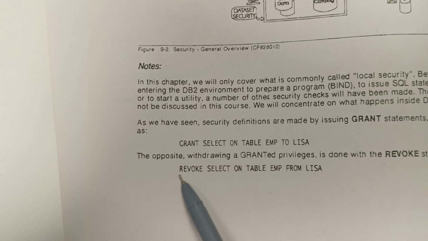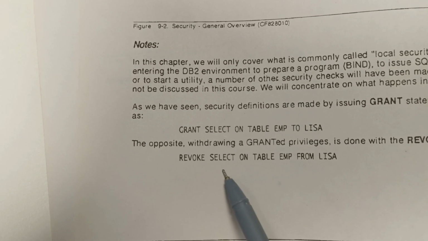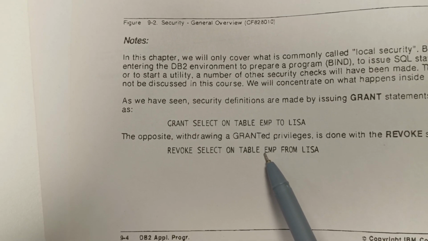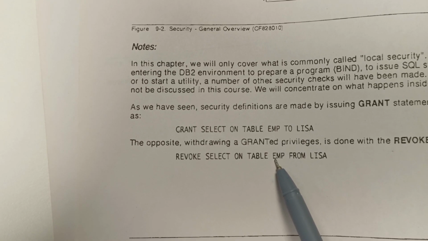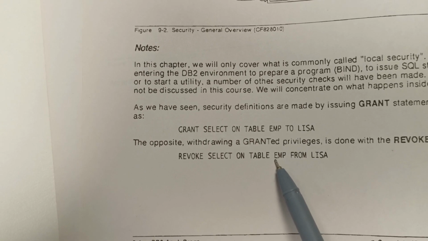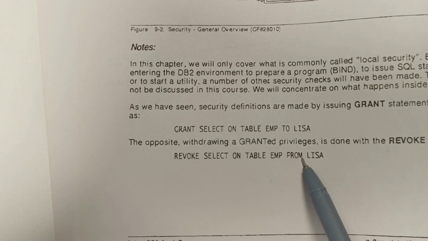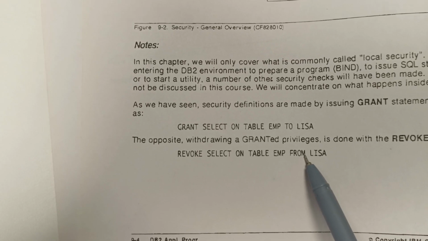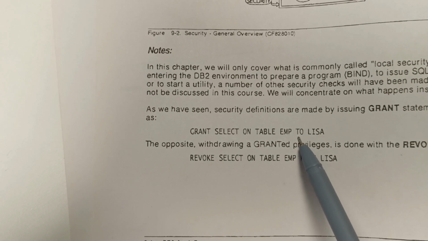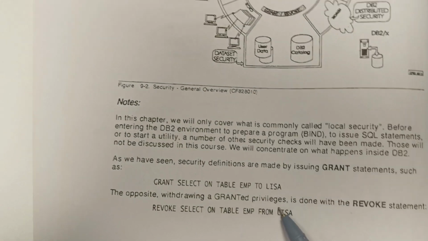Similarly, if I want to withdraw the access privileges from Lisa, the command is REVOKE SELECT ON table name, such as the employee table, or if you have a phone number or history table, you can give the history table name, FROM Lisa. I am revoking from Lisa, that's why I am giving REVOKE FROM Lisa. If you want to give access, then you need to GRANT TO Lisa, who is the user here.